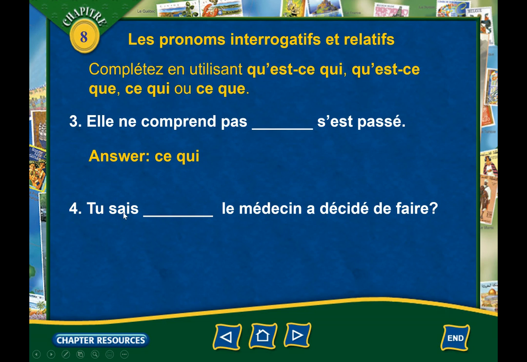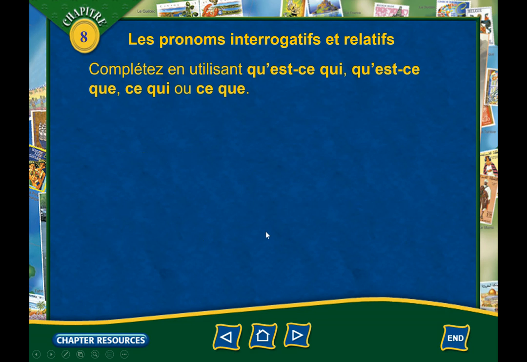Tu sais, le médecin a décidé de faire. You know what the doctor decided to do? Okay, so now I need a relative pronoun to join these two clauses. It's going to be ce que or ce qui. I have a subject here, le médecin, followed by a verb, so I'm going to use ce que. Tu sais ce que le médecin a décidé de faire? You know what the doctor decided to do? Let's try one more.